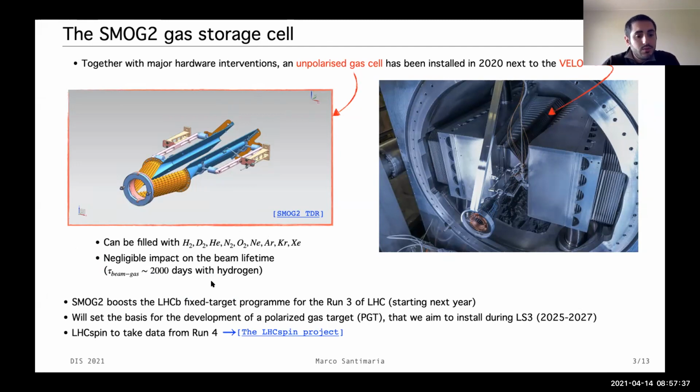So SMOG2 will boost the LHCb fixed target program, which has been active since 2015, for Run 3, so starting next year. This also sets the basis for the development of a polarized gas target, PGT, that we want to install during Long Shutdown 3. This is the aim of the LHCspin project, to start taking data from Run 4. You can have a look at this link for more information.